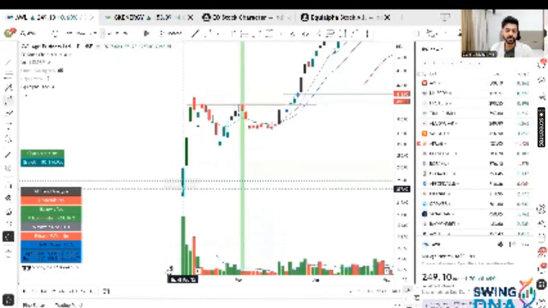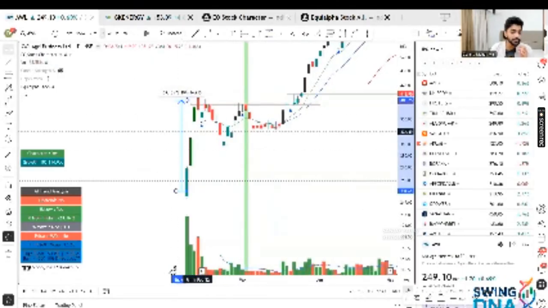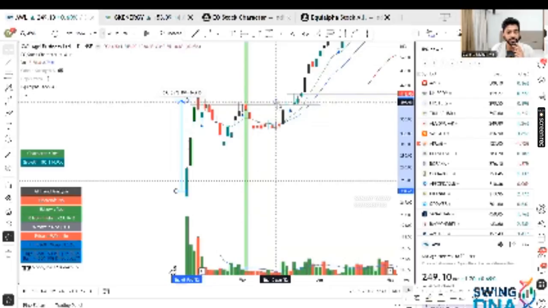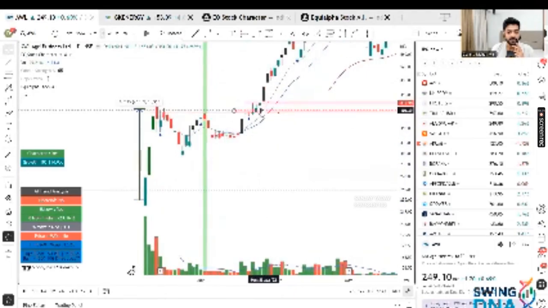Initially, it had a huge run. So this is looking very similar to IREDA. The initial 8, 10, 15 sessions were very good, then it went very shallow and formed a base. Somewhere in this candle you can try, or near the close up here.